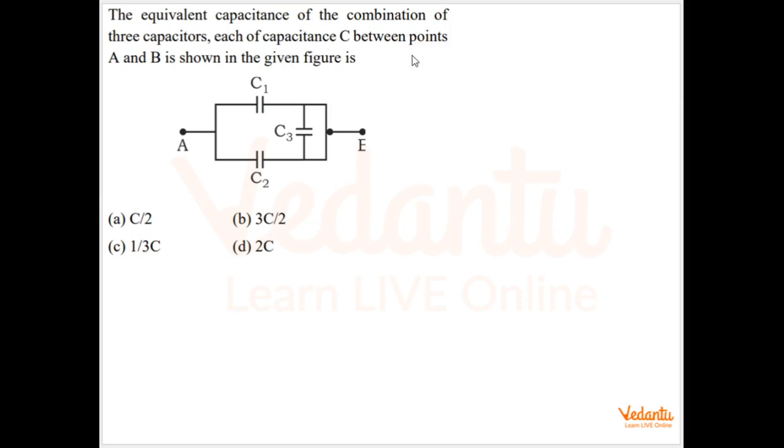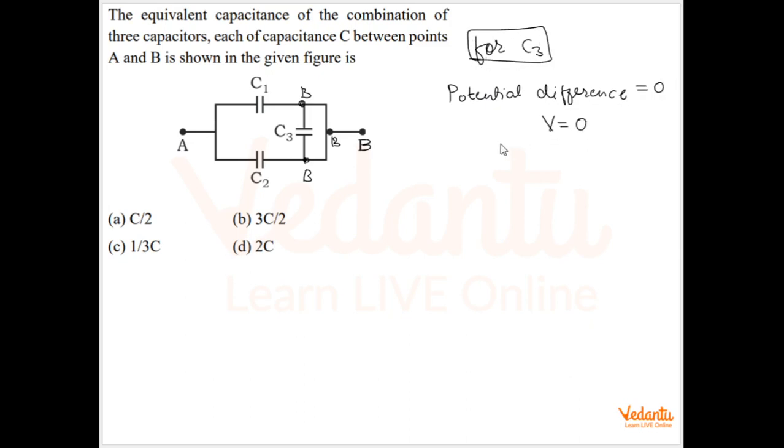In this question, my dear bacha log, you have to understand that this C3 is connected to point B on both sides. So essentially beta, this point will be point B, this point will also be point B, and this point will also be point B. So C is connecting between B and B. So potential difference across C3 will be equal to 0. V will be equal to 0. So for C3, my dear bacha log, charge will also be equal to 0.